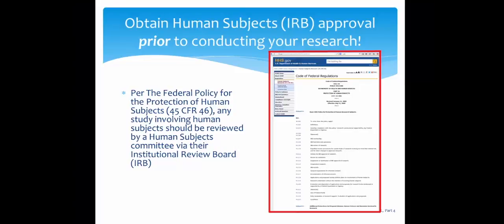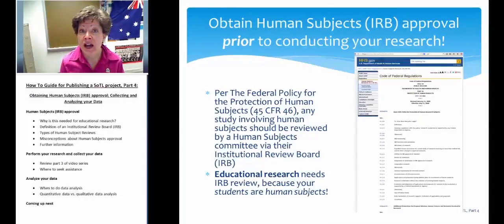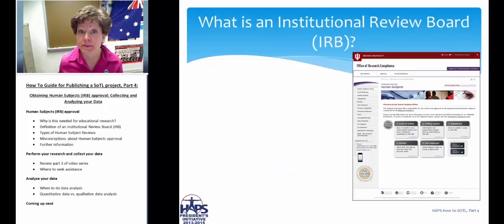So if you want to look at that in detail, you've got that link there on the Department of Health and Human Services website. Essentially what it says is that if you're going to use humans in any kind of research, including educational research, you need to run your study by a Human Subjects Committee to ensure that the subjects are not being coerced into participating in the study that you are suggesting. So educational research needs IRB review because your students are human subjects. And as such, they are afforded the rights and protections by 45 CFR 46.